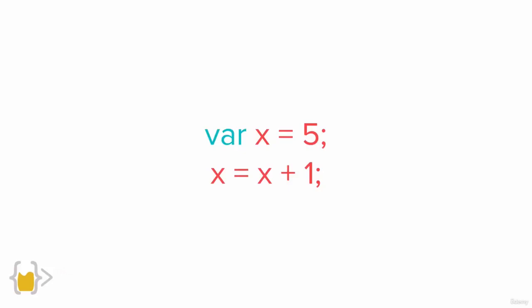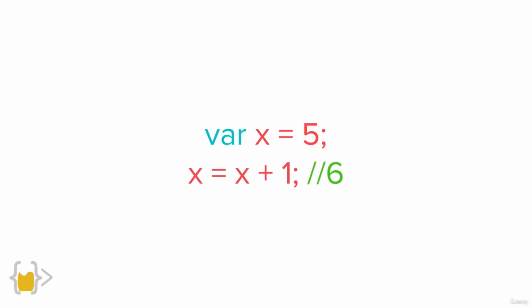Now, so far, what we have seen are all operators that exist in normal mathematics. But here are some that only exist in programming. So take a look at this expression. We create a variable called x, and we set it equal to 5. Then we change the value of x to the previous value, which is 5, plus 1. So x now equals 6.